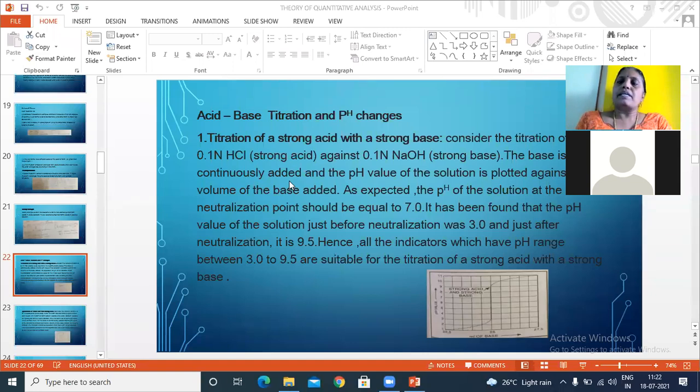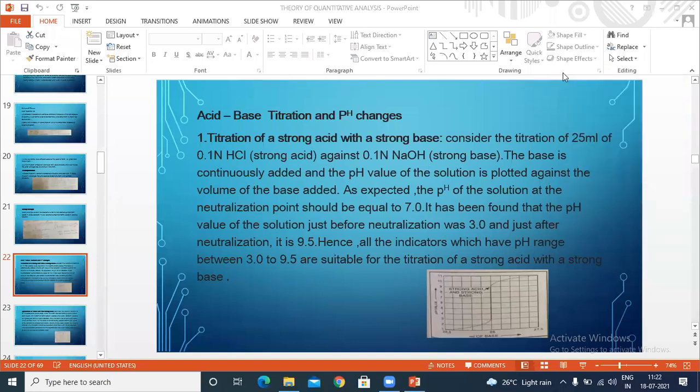So in acid-base titrations, how does the pH change? When we add an indicator, what is that pH change in acid-base titrations? That is what we have to discuss today. So first see what acid-base titrations and pH changes are. First one is titration of a strong acid with a strong base.